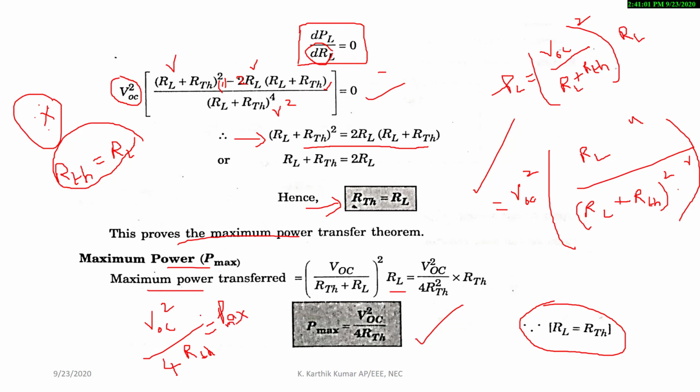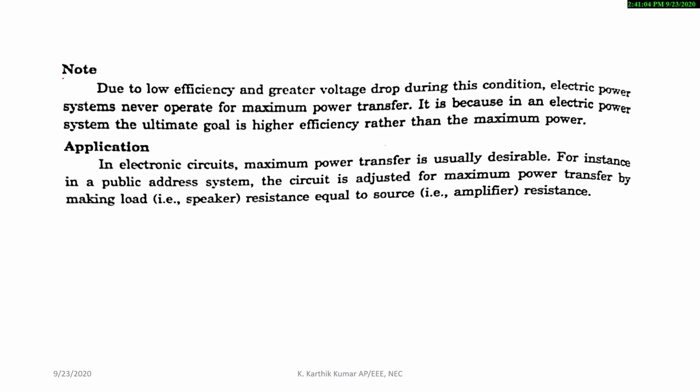Next, we have to see an important point to be noted. Under some conditions, due to low efficiency and greater voltage drop, the electric power system never operates for maximum power transfer. The maximum power transfer theorem is not applicable under such conditions. It is because in an electrical power system, the ultimate goal is higher efficiency rather than maximum power, which is a very important point. This can be asked as a reasoning type question.